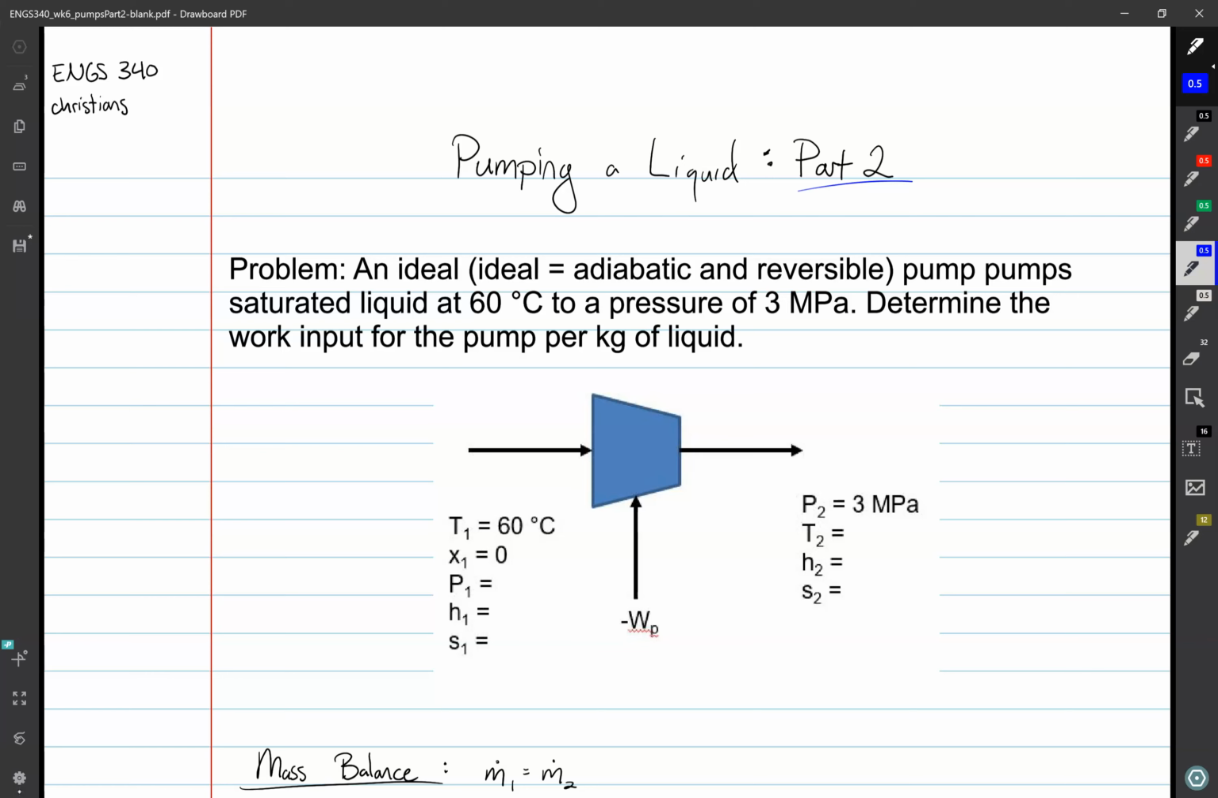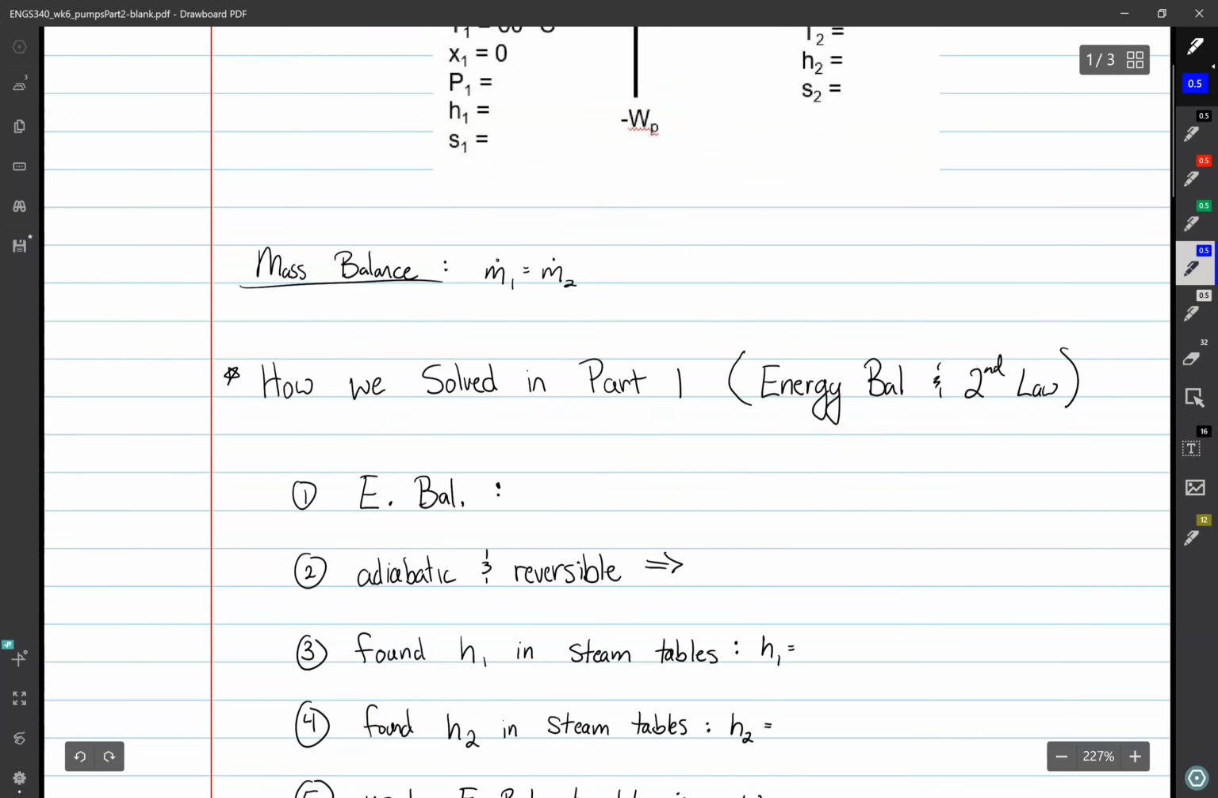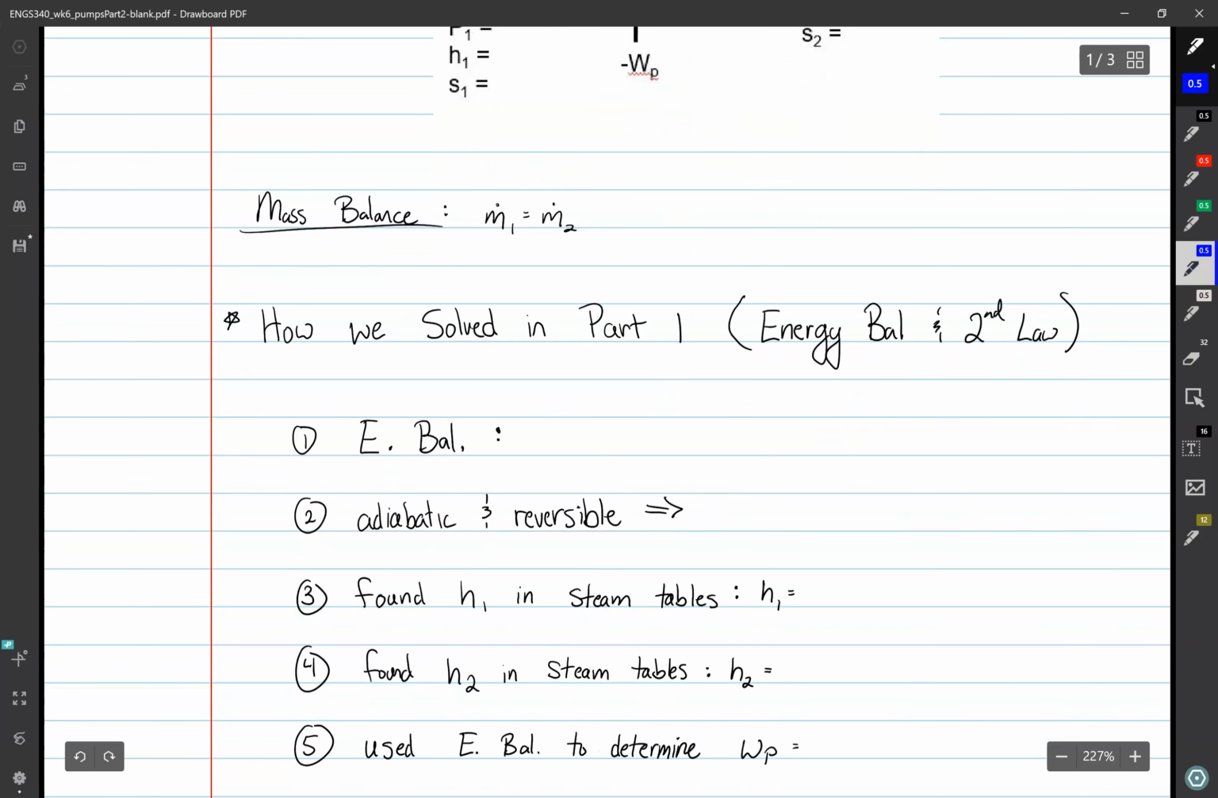Just for a quick review, we have a liquid which is coming in at 60 degrees C, a quality of 0, so it's saturated, and we're bringing it up to a pressure of 3 megapascals. How we solved this problem in part 1, we did our energy balance. That simplified energy balance was delta H equals minus WP.